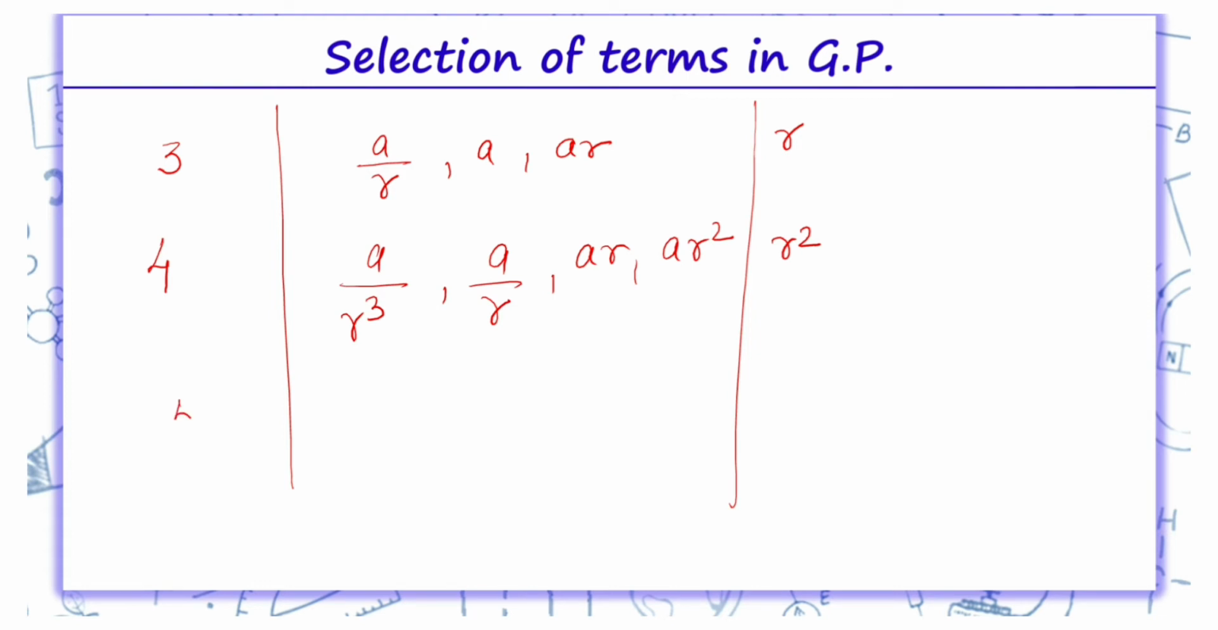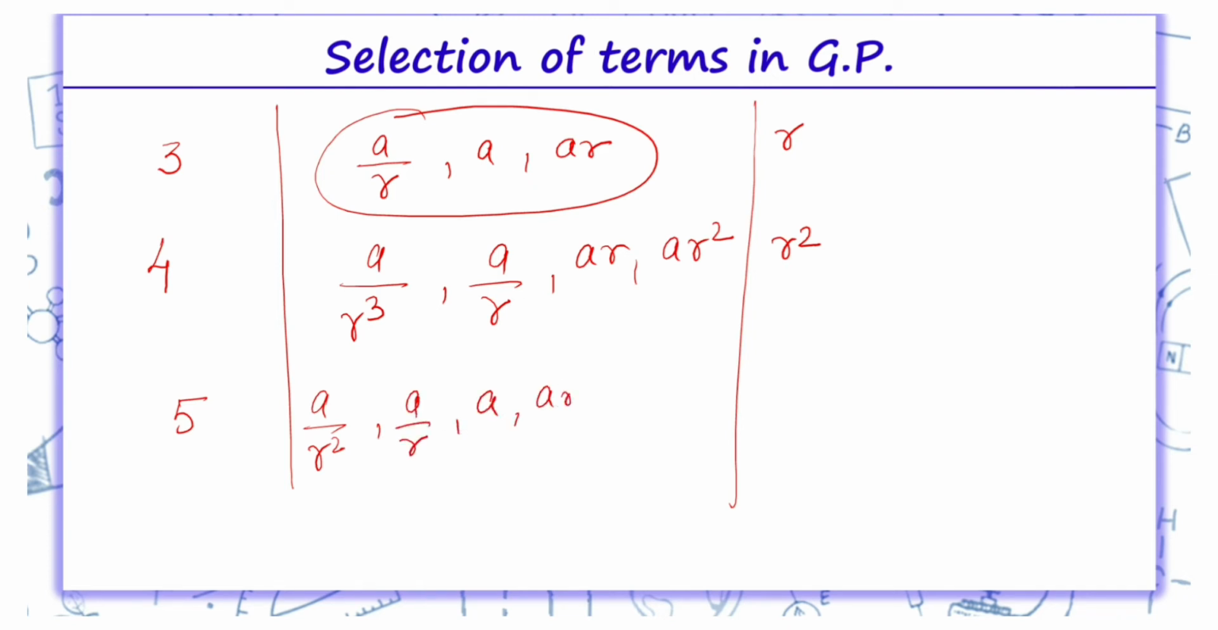Now if they say to select 5 terms, we will extend this GP. So it will become A by R square, A by R, A, AR and AR square. So here again the common ratio will be R. See, when they ask to select an odd number of terms, the common ratio will come out to be R. But when they ask to select an even number of terms in a GP, the common ratio will be R square.